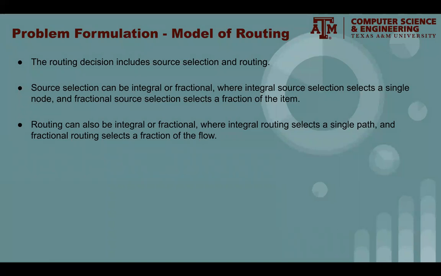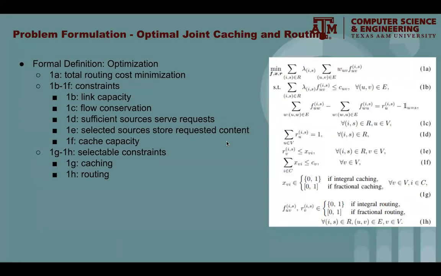Source selection can be integral or fractional, where integral source selection selects a single node and fractional source selection selects a fraction of the item. They also cover that in the caching model, that it's either 0 or 1, or from 0 to 1. Routing can also be integral or fractional, where integral routing selects a single path, and fractional routing selects a fraction of the flow. And after setting up the environment, now they are able to formulate a very mathematical problem as they explain the problem line by line.